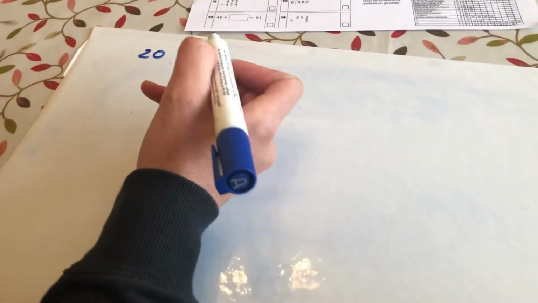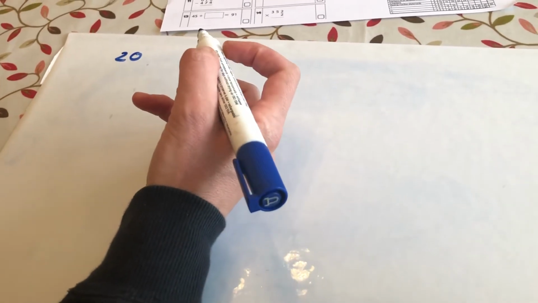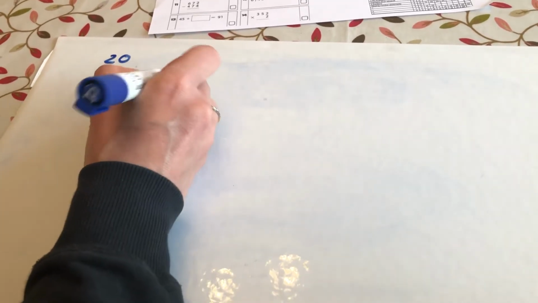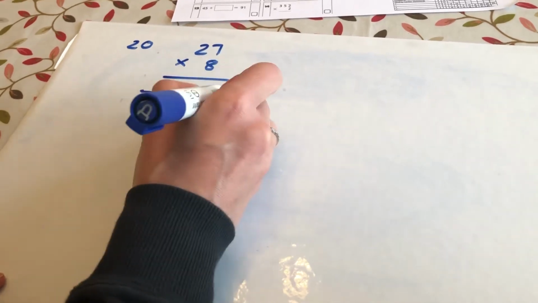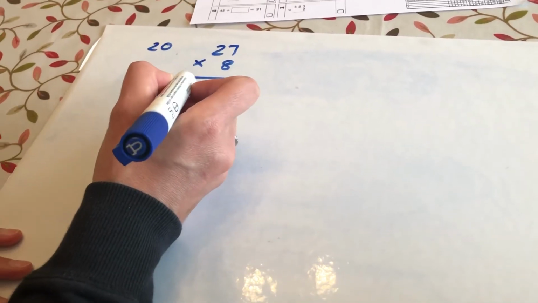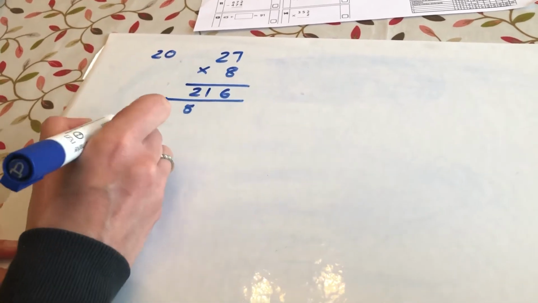Question 20. Something divided by 8 equals 27. It's a missing number, so we need to do the inverse. 27 times by 8. 7 eights are 56. 2 times 8 is 16, and add 5 is 21.